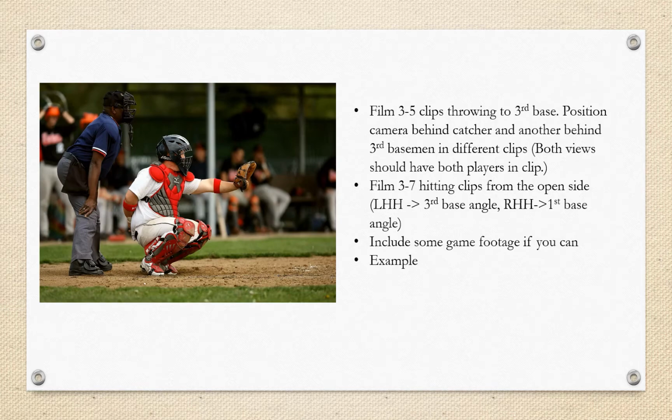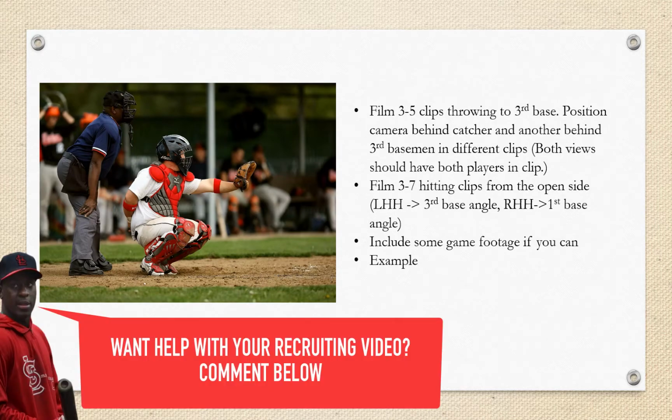You want to film 3 to 7 hitting clips from the open side. So if you're a left-handed hitter, you're going to film from a third base angle. And if you're a right-handed hitter, it'll be from the first base angle. You could do a little bit more than 7. I would say you could go up to about 10 clips if you can. You want to include some game footage if you can. Let's say you're hitting a double or some kind of success that you've had. You can include it. And now I'm going to share with you an example.